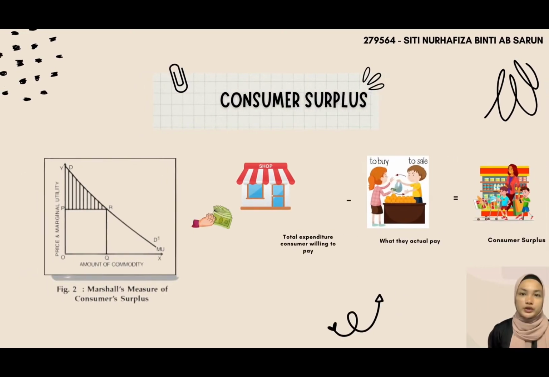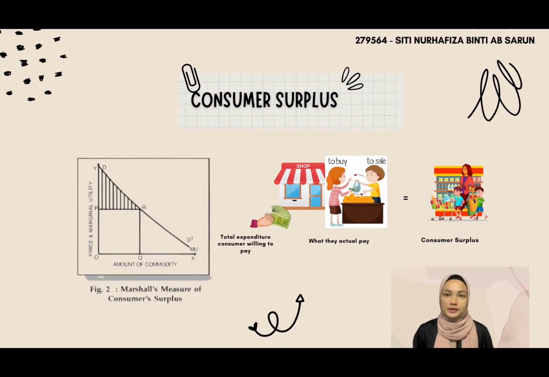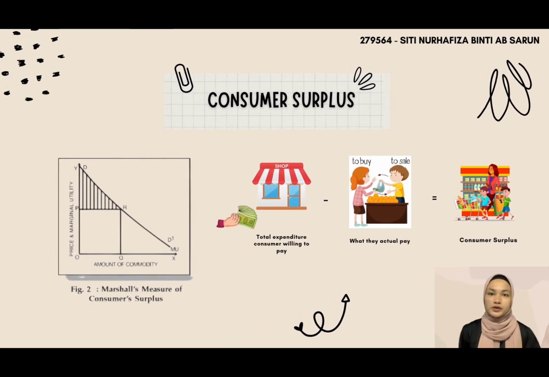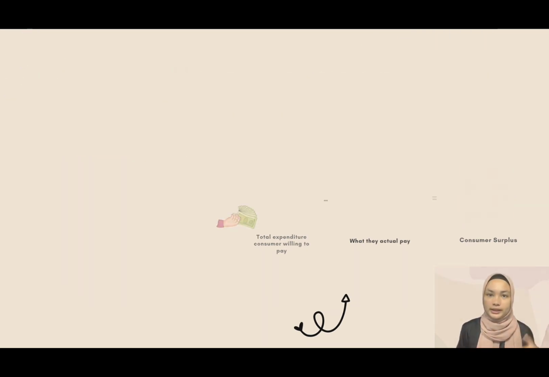Next, we move to the consumer surplus. Consumer surplus refers to the difference between the total expenditure consumers are willing to pay and what they actually pay. Marshall asserted that the total utility of a good is the sum of the successive marginal utilities of each added unit. The price a person pays for a good does not exceed, and seldom equals, what consumers are willing to pay rather than go without the desired object.